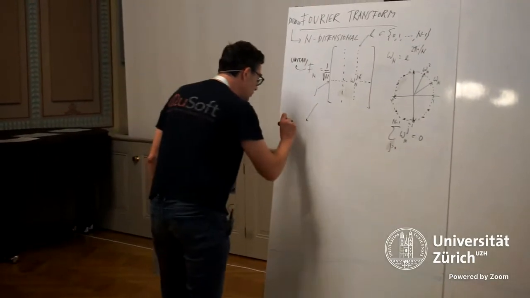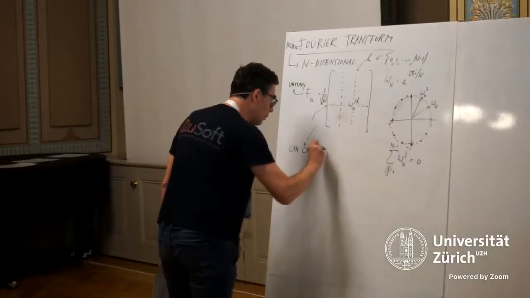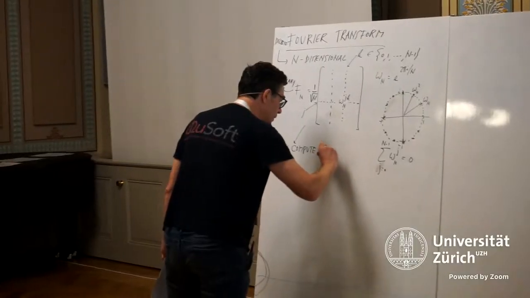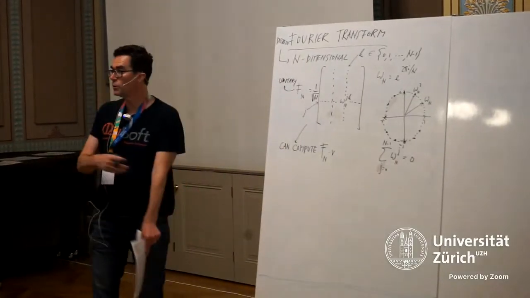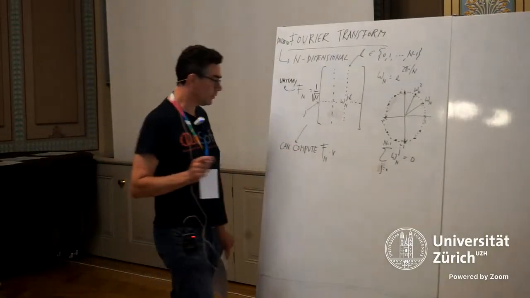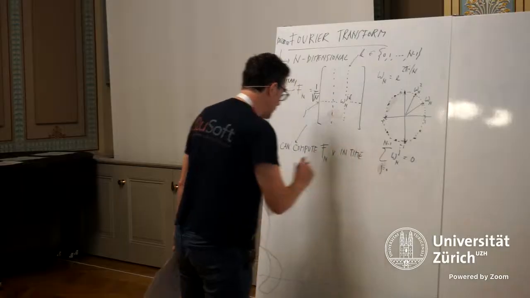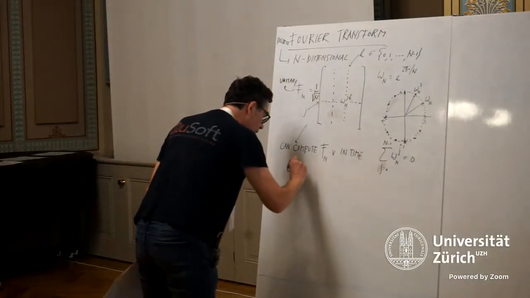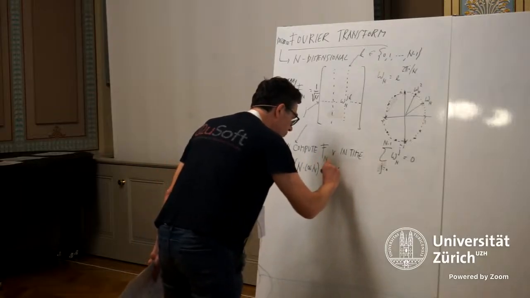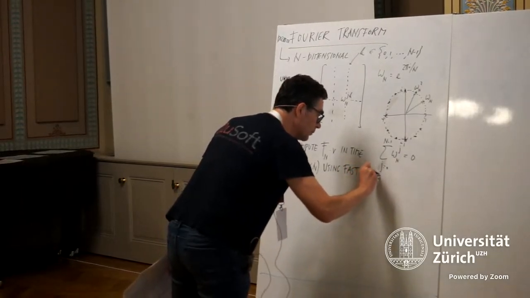So we can compute the matrix vector product Fn times V, where V is some vector of real or imaginary or complex entries of dimension capital N, and this is a capital N by capital N matrix. You can compute this in time order n log n using the so-called fast Fourier transform, FFT. This is all classical, what I'm saying here, classical algorithms.